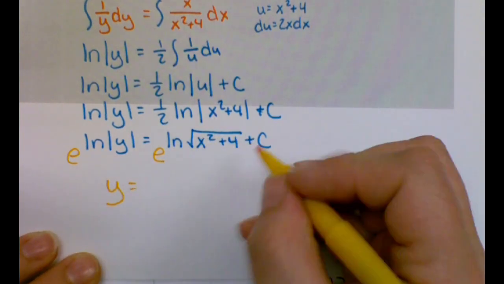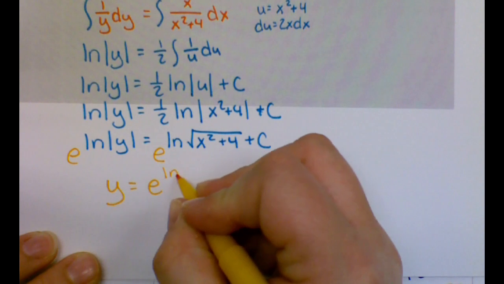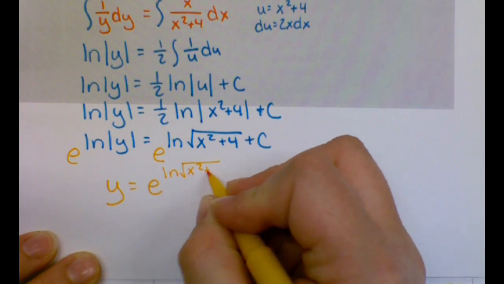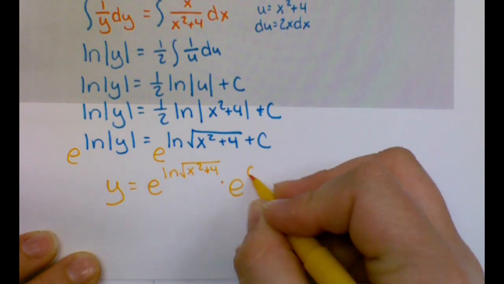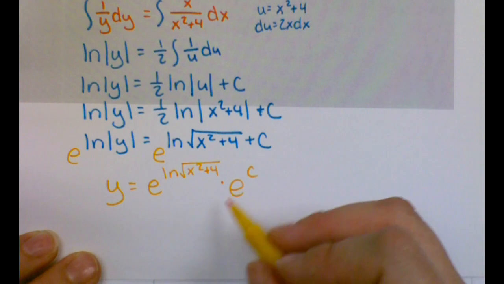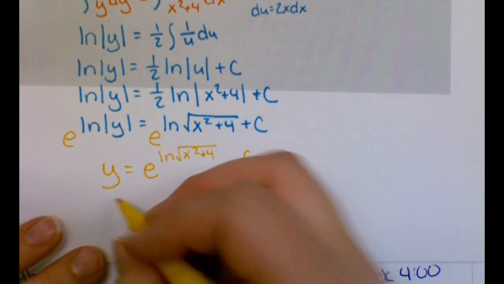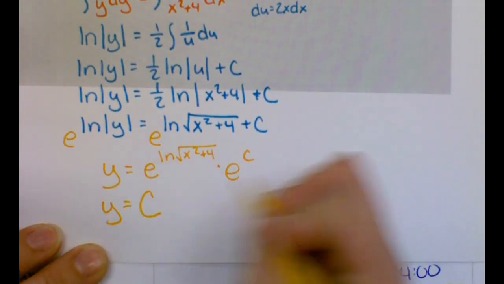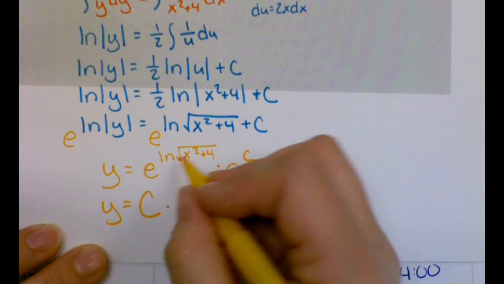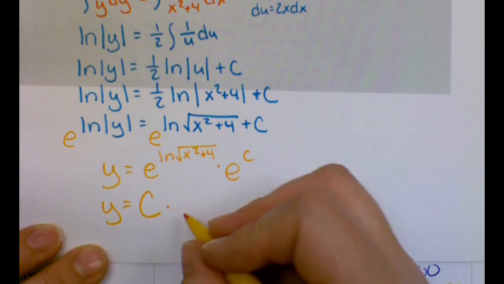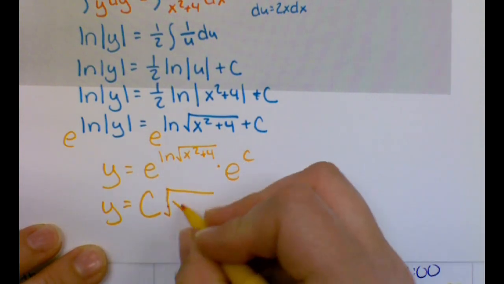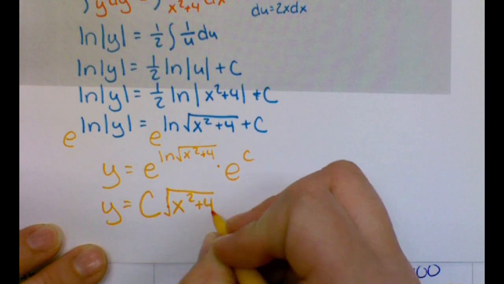Also remember, we can split these apart. We can make it e to the natural log of the square root of x squared plus 4 times e to the c power. Well, e to the c power, that's just some other constant. So y equals some constant times e to the natural log of something, which cancels each other out, so the square root of x squared plus 4.